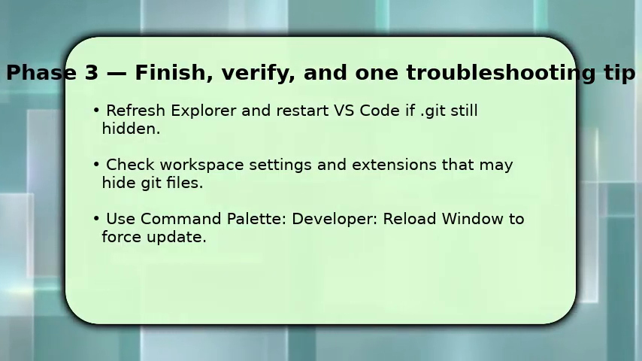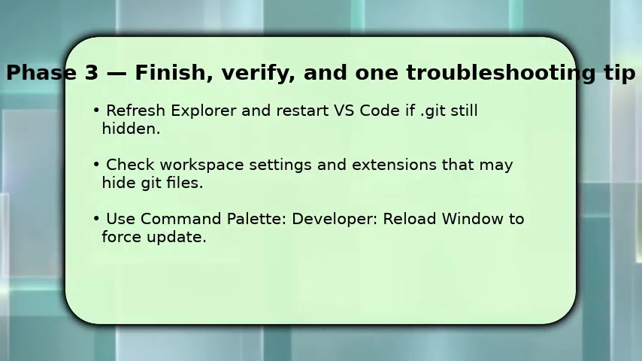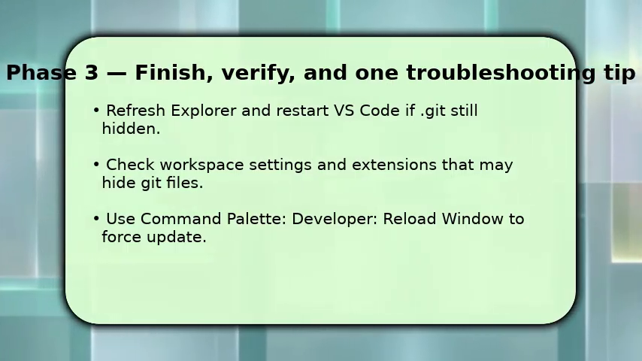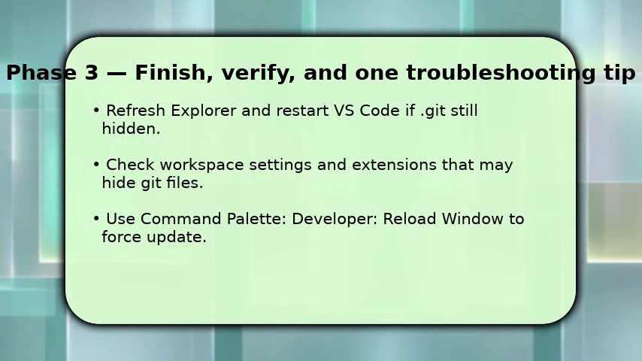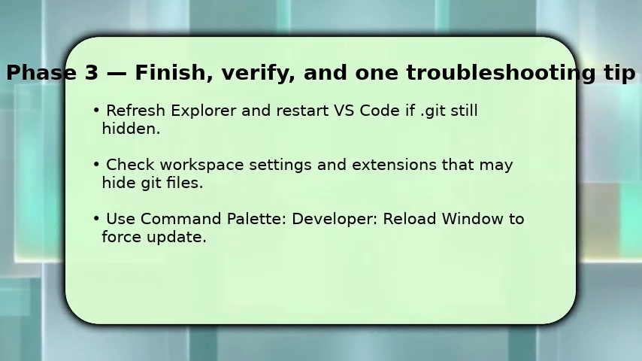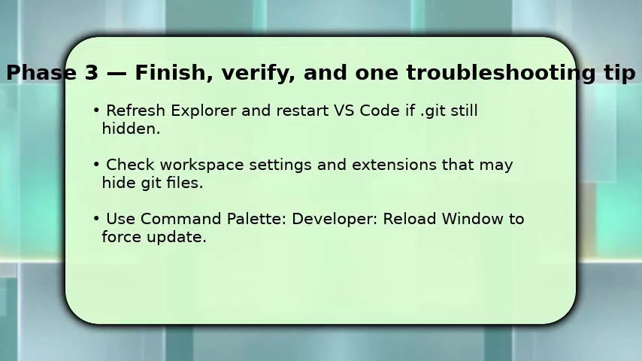If nothing works, set the files.exclude entry explicitly to false for .git and save. You should then see the folder. One tip: always validate JSON to avoid syntax errors preventing your changes.